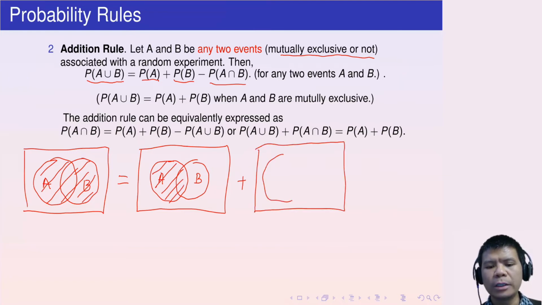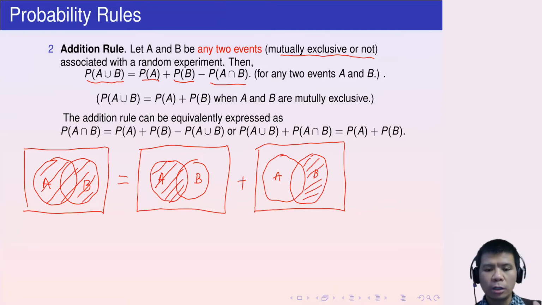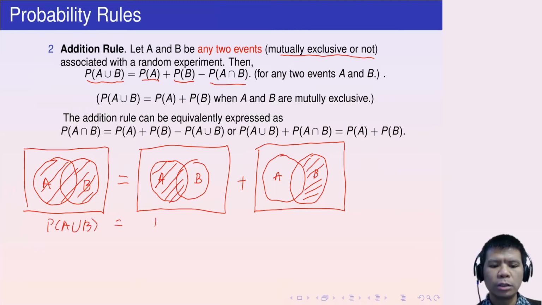Plus the part that is in B but not in A, right? So this is A and this is B plus this part. Now, this together will give us the probability of A union B, right? In other words, we will have probability of A union B equals probability of A plus probability of A complement intersect B, not in A, but in B.